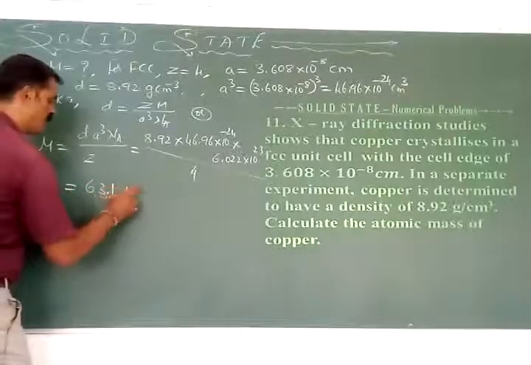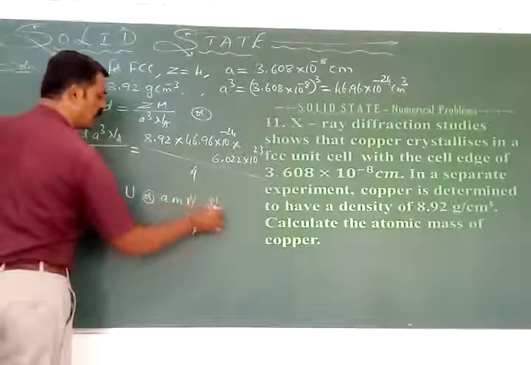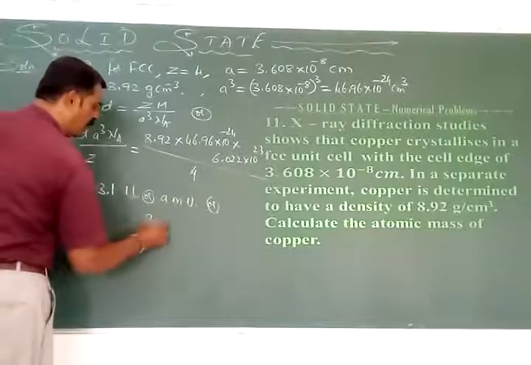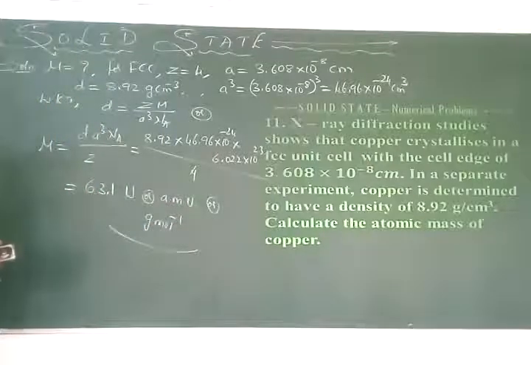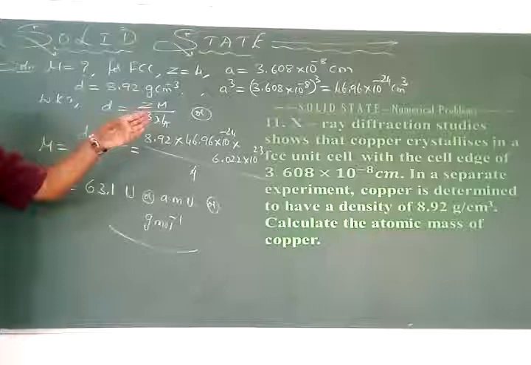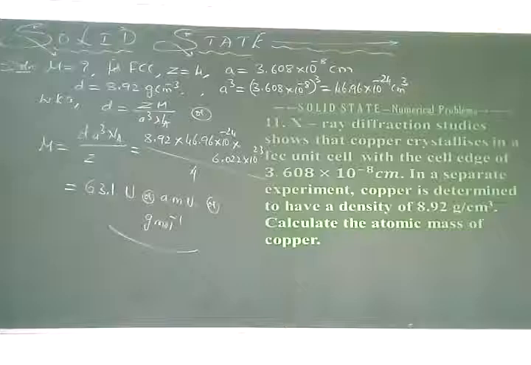63.1 in terms of U, or AMU, or sometimes gram per mole. So that is the atomic mass of the element, which is copper. Okay, so let's move on to numerical number 12.